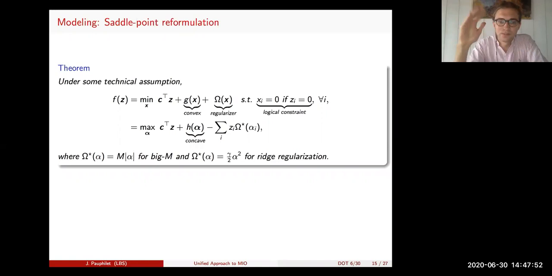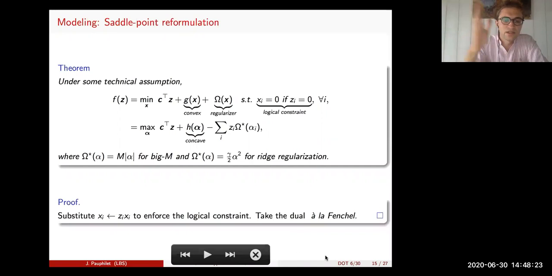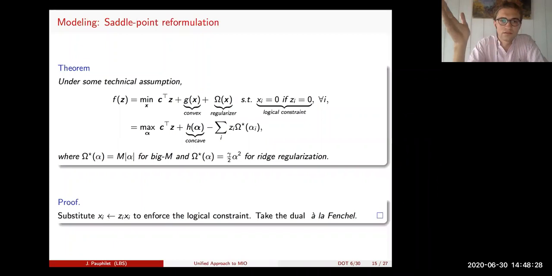But most importantly, we have the final term, the sum of z_i times alpha star of alpha_i. That's an important term because, first, it's linear in z, so that would be very important in proving that f of z is convex. And also it only depends on the regularization. You have here a closed form expression depending on whether you use big M or ridge regularization. The proof of that theorem is just substituting x_i by z_i times x_i and then some duality derivations to end up with that.